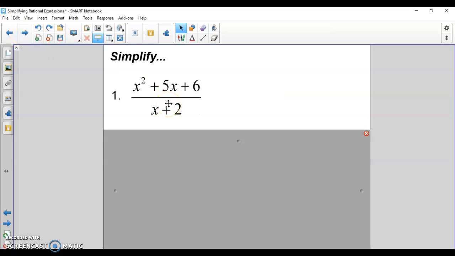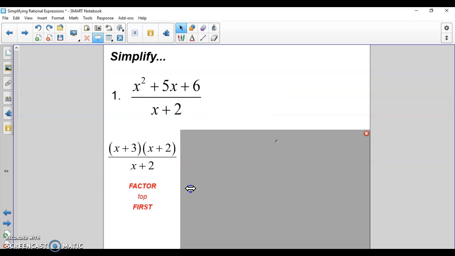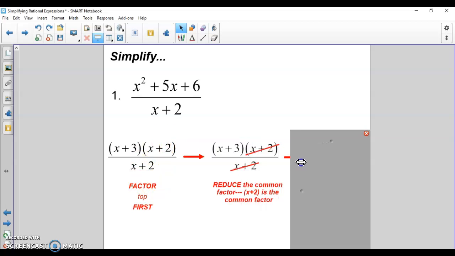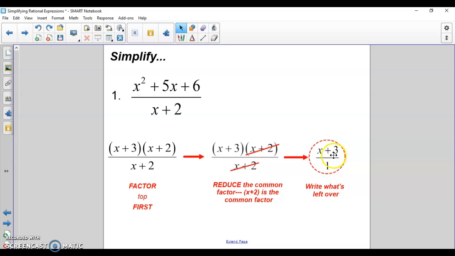So if we have this, same thing as what I just did, the first step you have to do is factor the top and bottom, but in this case we don't have to on the bottom. So I have x plus 3 times x plus 2 on top. Notice I have x plus 2 on top and bottom. I reduce the common factor. The common factor happens to be the whole thing, x plus 2, so I take the whole thing out. And then I rewrite what's left over, and I have x plus 3 over 1. I already mentioned 1 on the bottom doesn't matter. So we're factoring first, then cancel out.